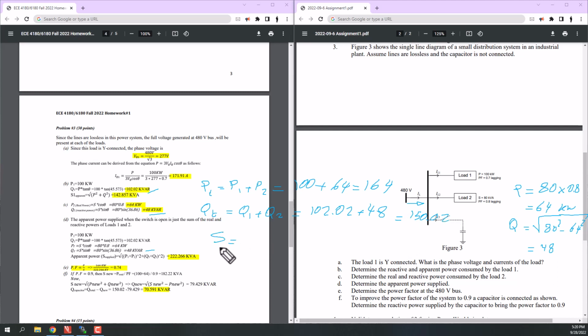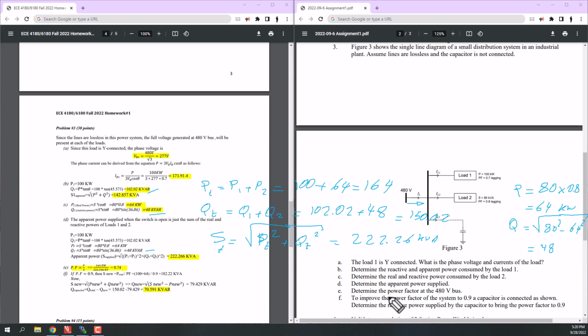And clearly S total is root square of P total square plus Q total square, which gives us 222.26 kilovolt ampere. Also, you can use this method. Both will lead to the same result.